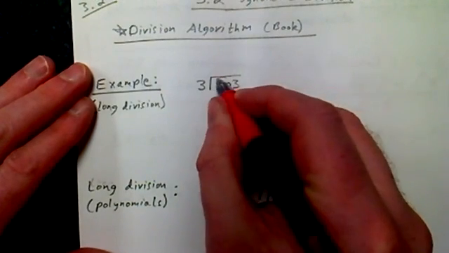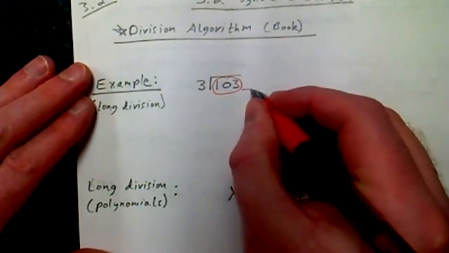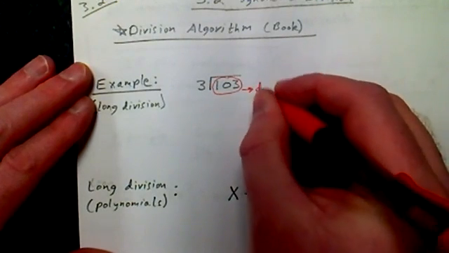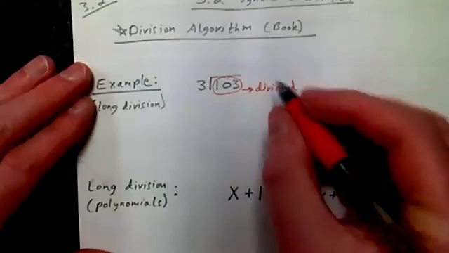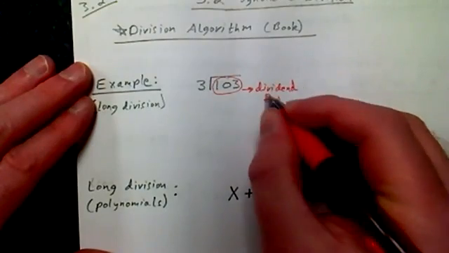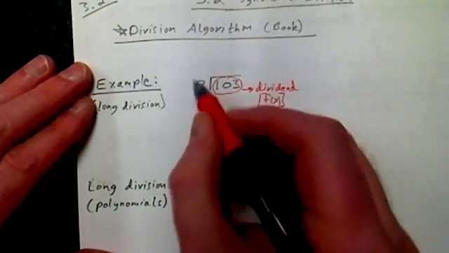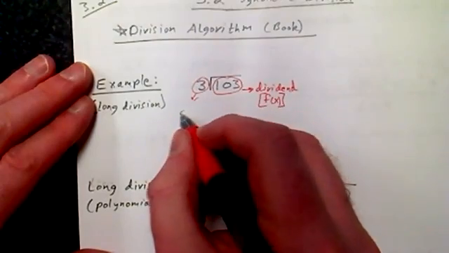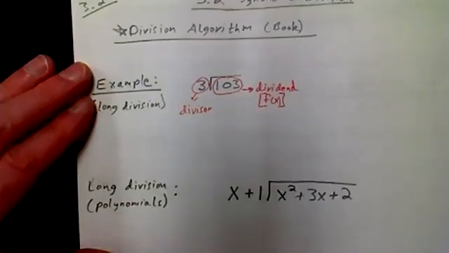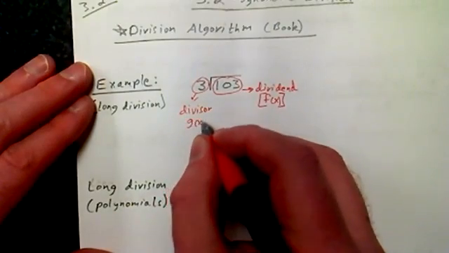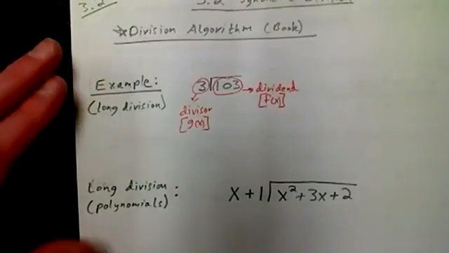And remember, these things had names, okay? This had a name of the dividend, okay? Now, in your definition in the book, that's the f of x, okay? The 3 we called the divisor, okay? Now, the divisor from our definition is that g of x, okay?